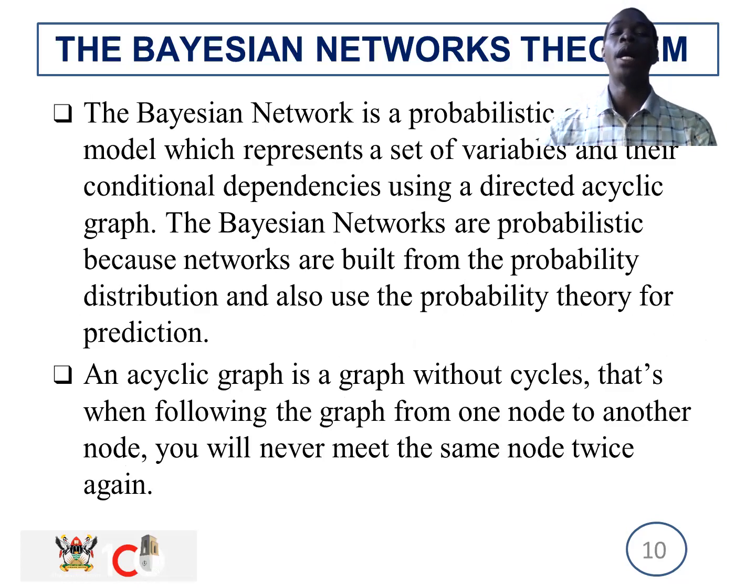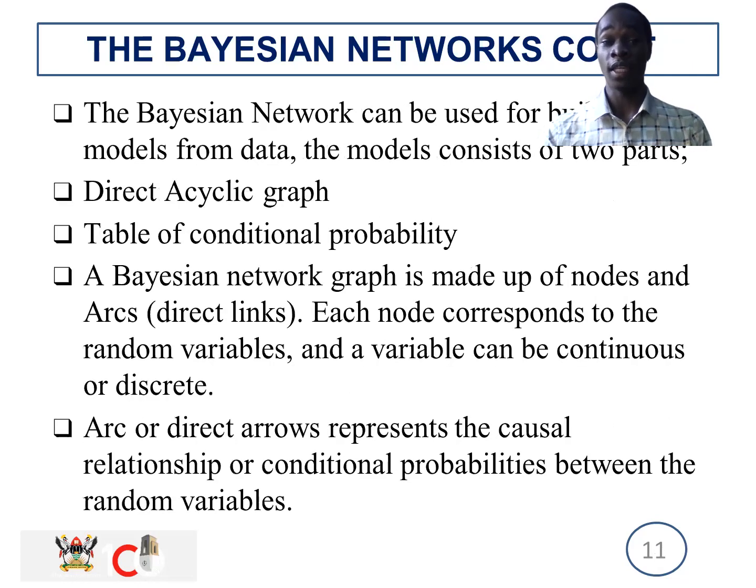Then if we go to the Bayesian network theorem, the Bayesian network represents a set of variables and their conditional dependencies. Here, we should have a dependent variable using a directed acyclic graph. An acyclic graph is a graph without cycles. That's following the graph from one node to another, which contain links, we move from here to here, so that you can come up with a given conclusion. In this case, you can never meet the same node twice in such a graph.